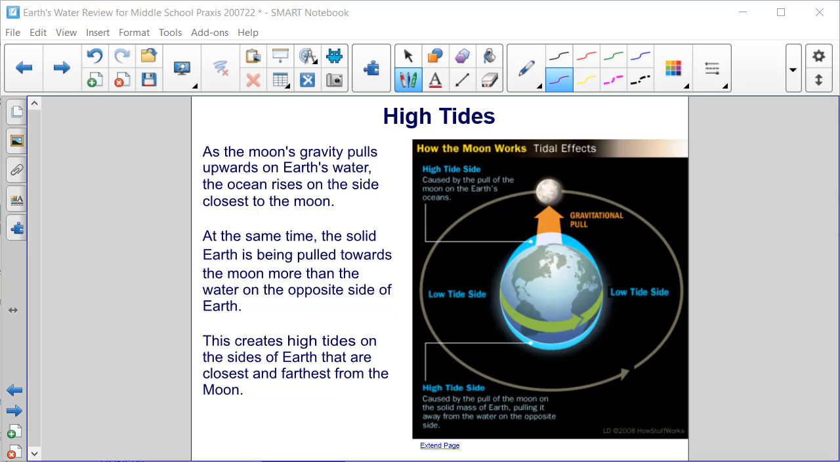High tides. As the Moon's gravity pulls upward on Earth's water, the ocean rises on the side closest to the Moon, which you can see here. As the gravitational pull is upward toward the Moon, this is the high tide side.